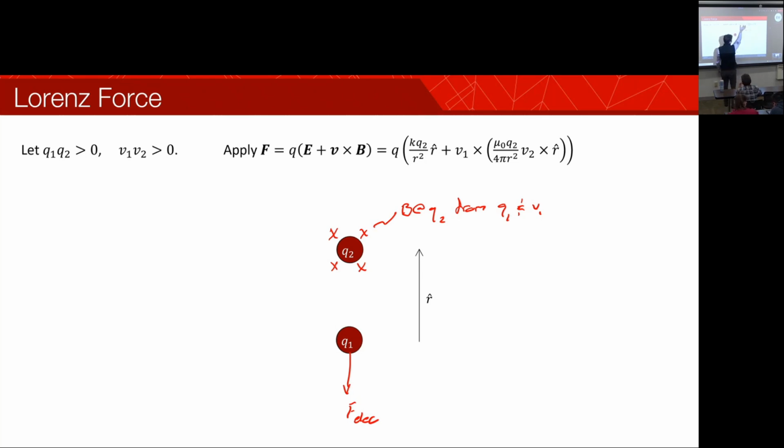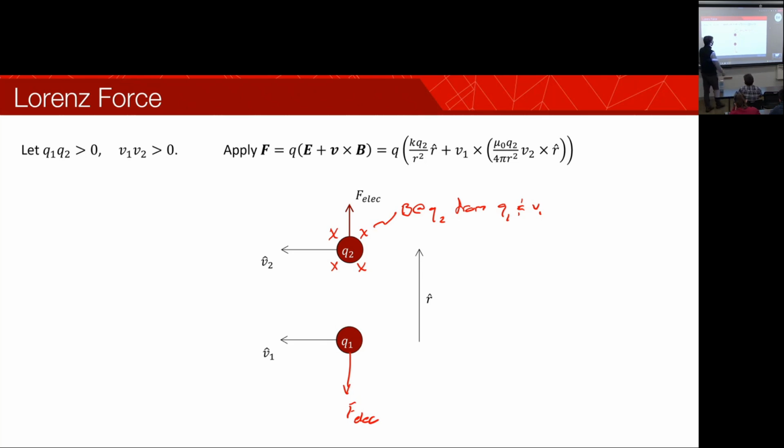So this is the electric field caused by Q2, but Q2 is also moving, and so this is a magnetic field caused by Q2 that Q1 feels. So we have two different charges, and this charge is causing an electric force on this charge, but also a magnetic force. Let's say that they're both positive charges. They're going to want to repel each other, right? We have the electric force repelling each other.